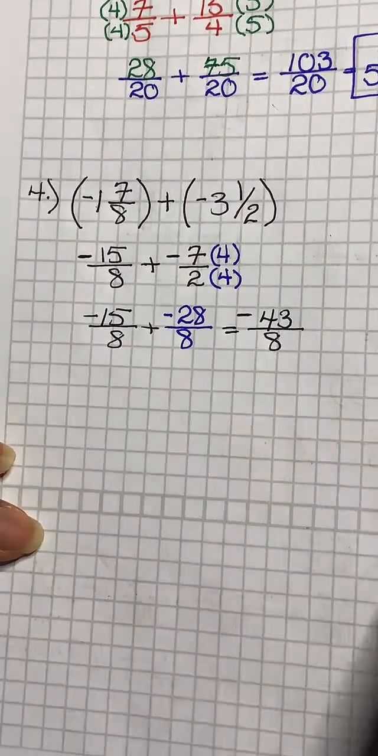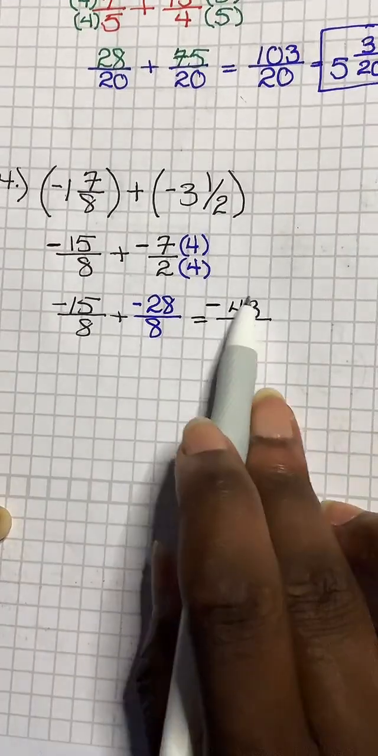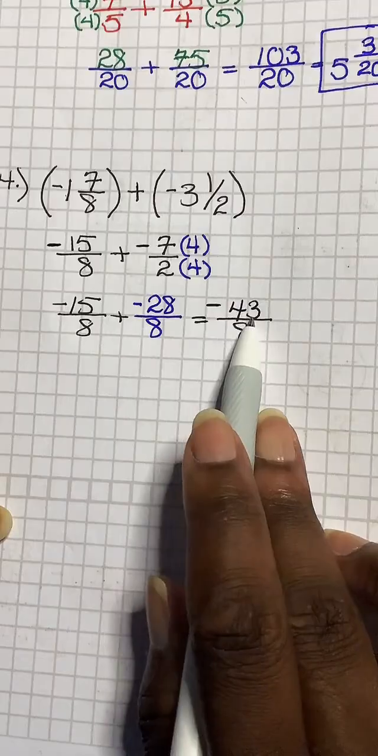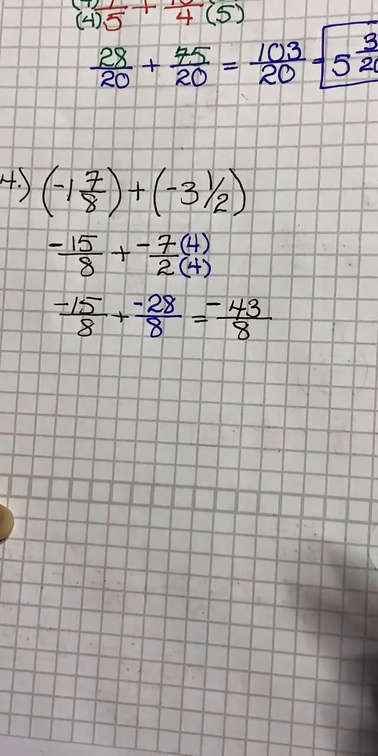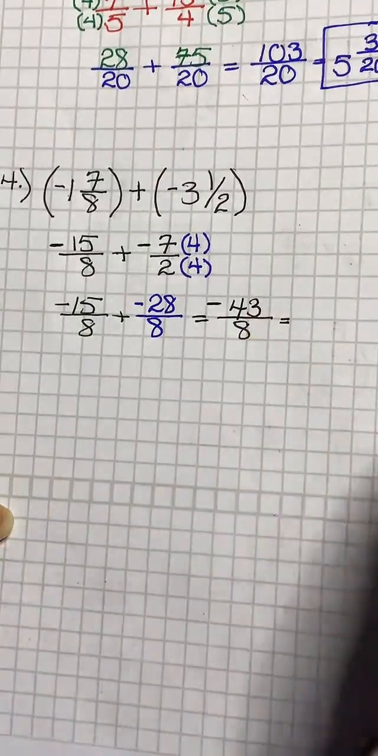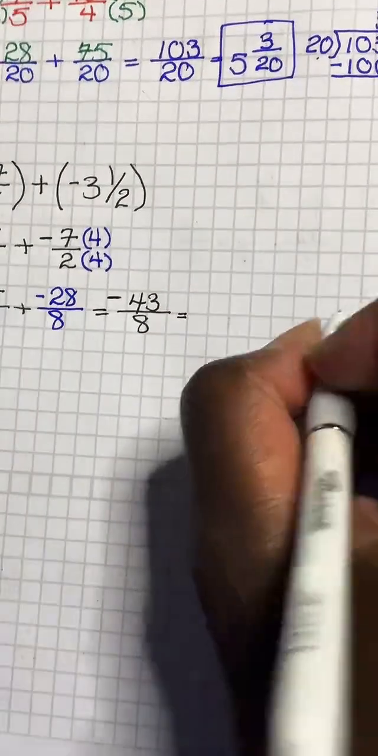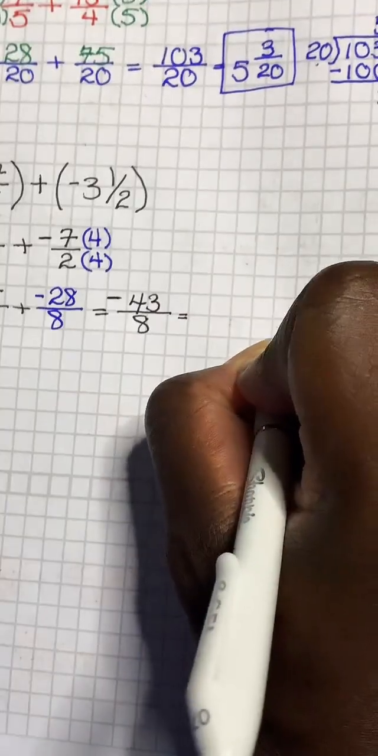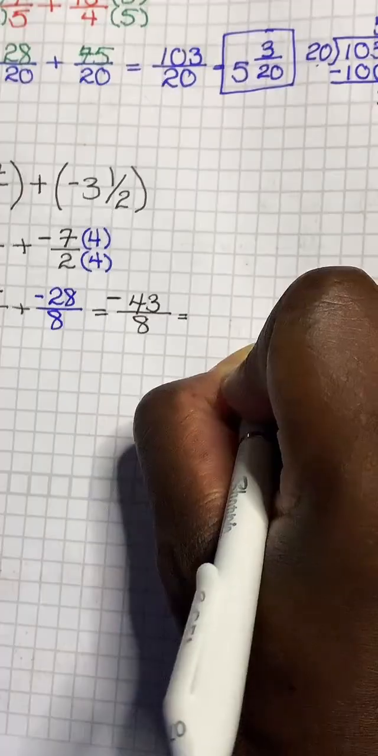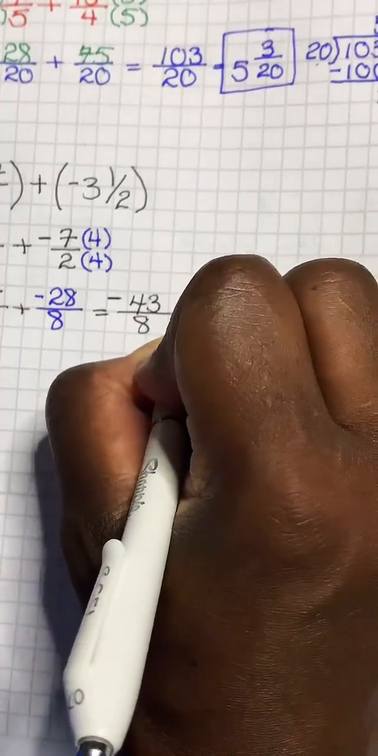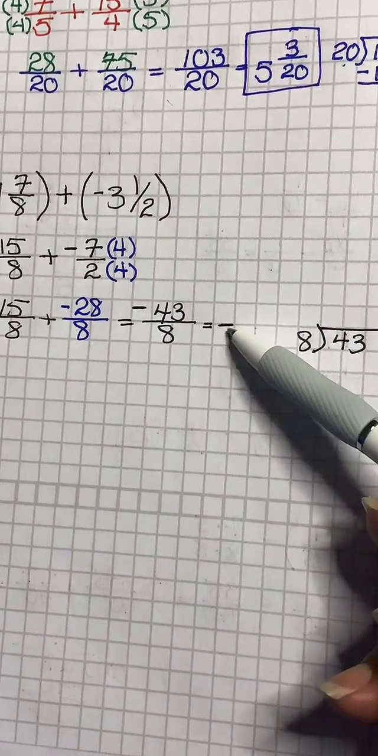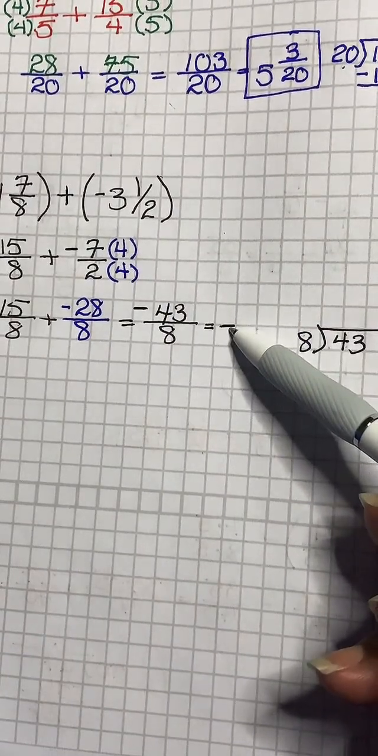So now here we go. Some people can see it right here and say, okay, how many 8s can go into 43 without going over? And they're thinking, oh, okay, 5. But let me show you, because some people need to see it. So I have 43 and I have 8. I know my answer is going to be negative, because a negative divided by a positive is going to be negative. Okay?